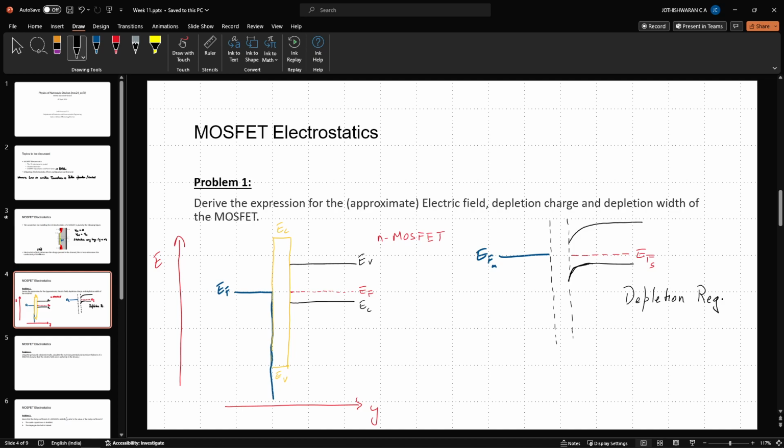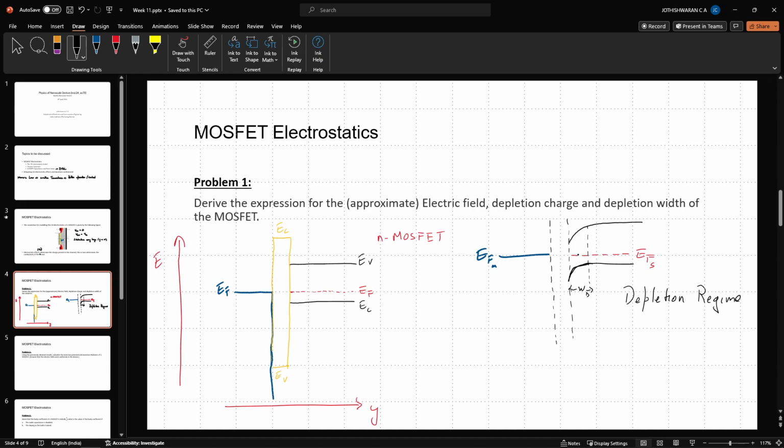Now in this, we would like to study the following. We want to find out the approximate electric field, the depletion charge, and the depletion width. The depletion width, for purposes of understanding, is this. So this is WD. Just to reiterate, this derivation was also done in the lectures, so I'm going to move very quickly. I'm not going to solve this using the Poisson equation. I'm going to use certain approximations. If you want the detailed derivation, go to the last lecture of week 10. That is where you shall find this.